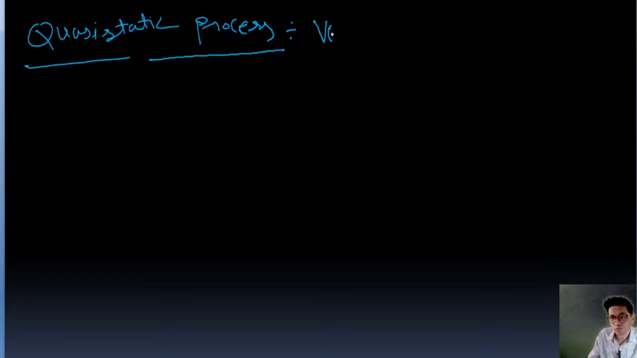Okay, next is the quasi-static process. So what is a quasi-static process, guys? This is a very slow process, an infinitesimally slow process.